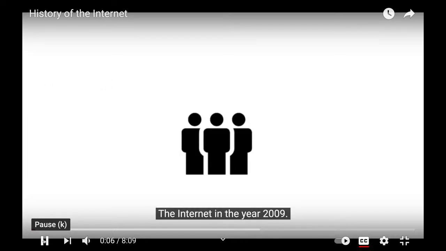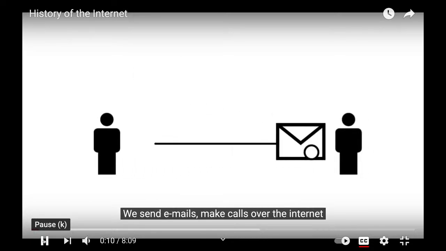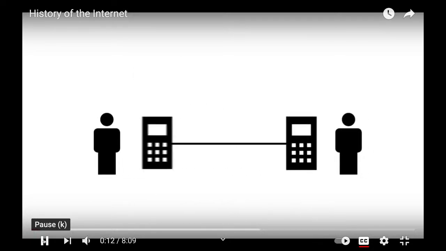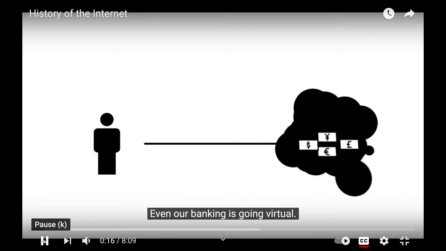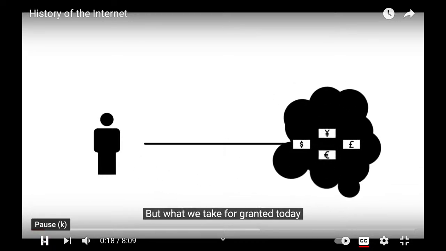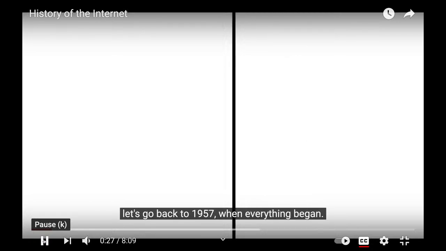The internet. In the year 2009, we send emails. The internet and discuss topics we take an interest in. Even our banking is going virtual. But what we take for granted today was only a vague idea 50 years ago. In order to understand how we got this far, let's go back to 1957, when everything began.